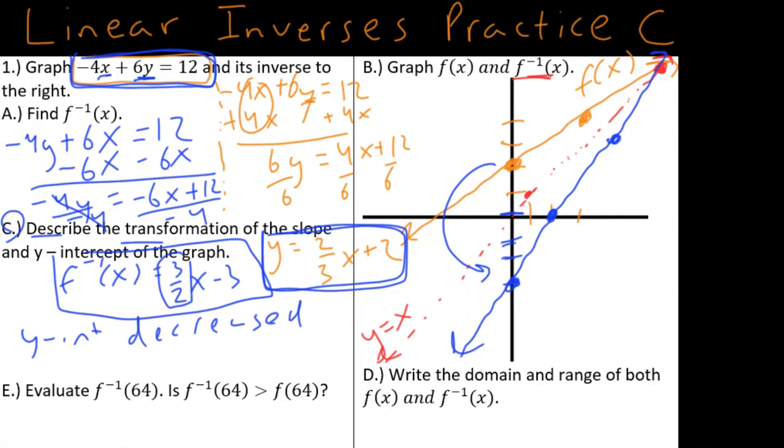And we can see that our slope from the orange went from being flatter to being steeper, so you can see that your slope increased, and that's about what you would expect every single time. Okay, now what makes this a level C problem? Well, we are actually going to evaluate f inverse of 64 and f of 64.